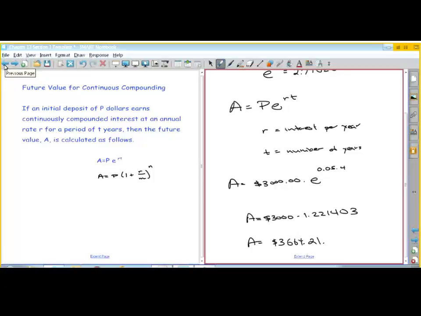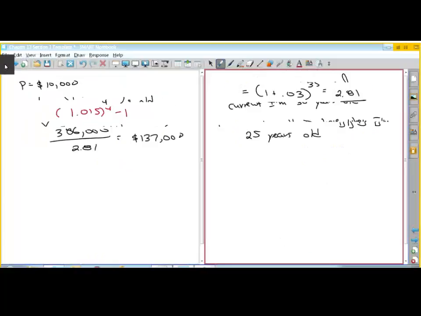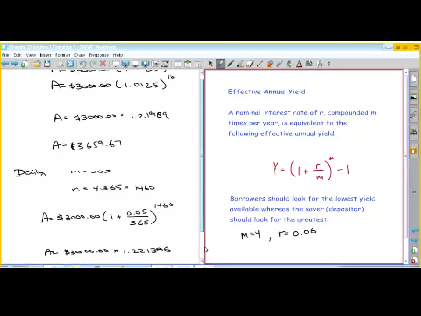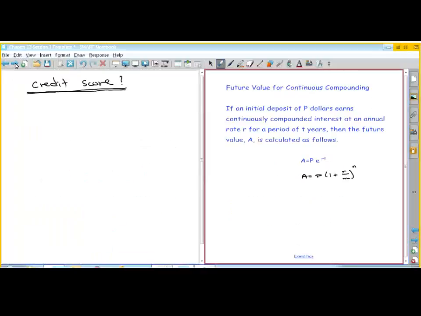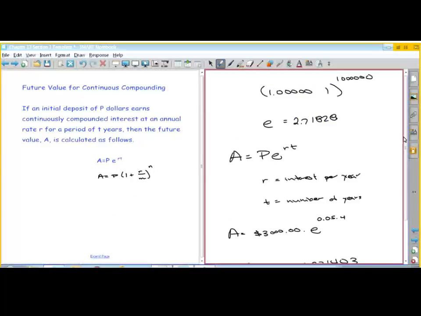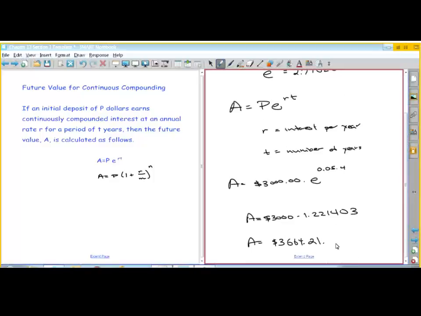So how does that compare with what I just got compounding daily? It's right down here. It's $3,664.16 versus 21 cents. Okay, so I got 5 more cents. So there's not a whole lot of difference between compounding daily and compounding continuously. So why would they do that? Well, because it's a lot easier to apply this formula than it is to raise something to some huge value. So most of the time you use continuous compounding.